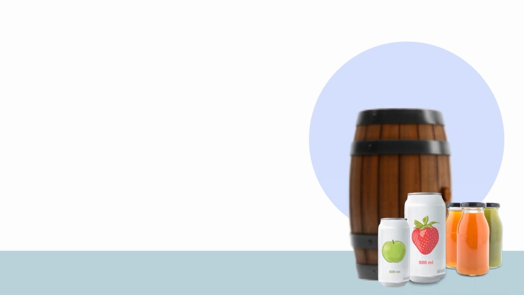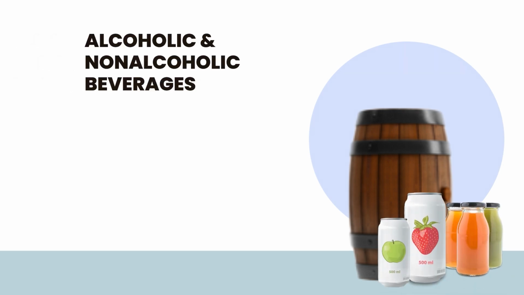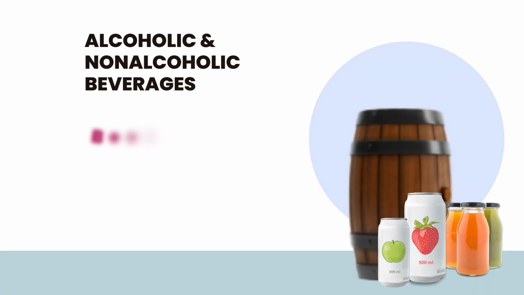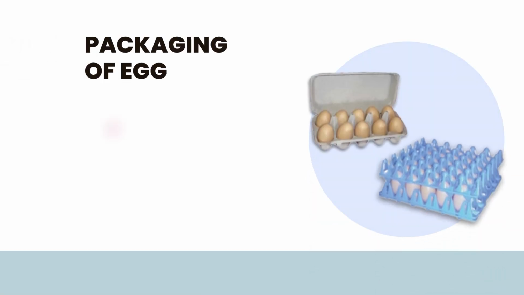For alcoholic and non-alcoholic beverages, for example, for fruit juice, you can use glass bottle or tin-free steel or aluminum can, plastic container. For carbonated beverages, we can use glass or PET bottle, lacquered tin plates or aluminum can. For beer and wine, we can use wooden barrel or metal barrel or glass bottle, aluminum can, plastic bottle, etc. When it comes to the packaging of egg, you know that eggs are very easily breakable. So we have to take extra care for handling, storage and transportation of the egg.